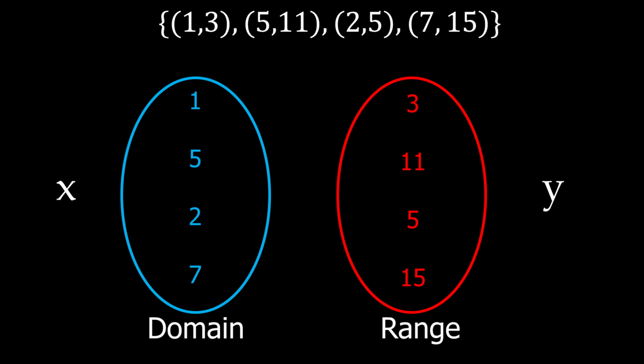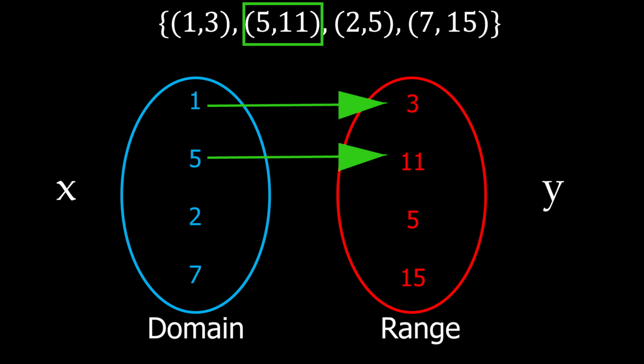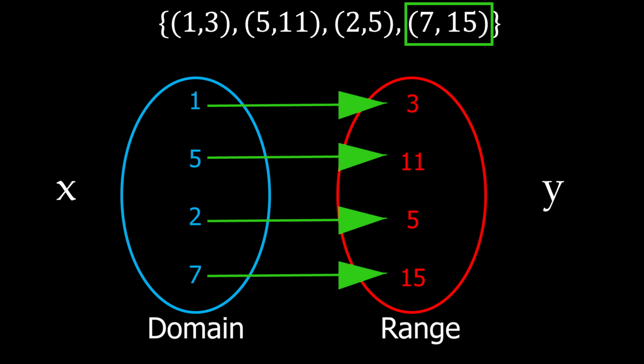Now we know that each x in the domain is related to some y in the range. To show this relationship, we draw an arrow between them. So for this example, 1 is related to 3, 5 is related to 11, 2 is related to 5, and 7 is related to 15. But how are they related?